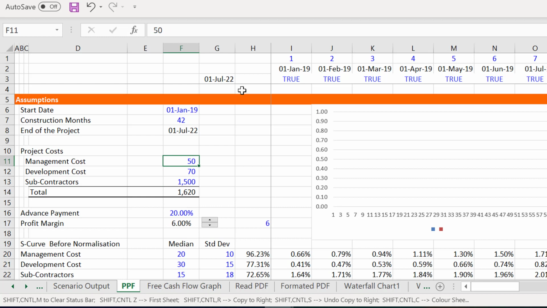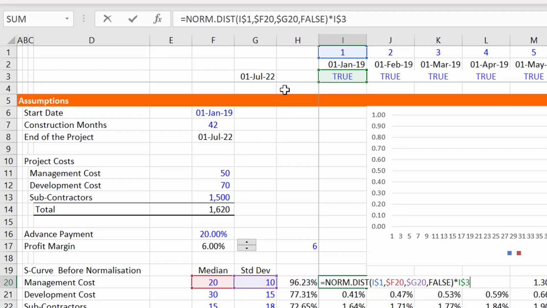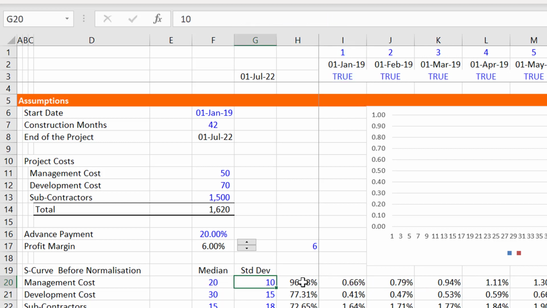Okay, now here are the project costs, and to put some kind of S-curve together with it, we can just say, let's take this period number and put in the average, put in the standard deviation, and then multiply it by the construction period switch, and that's a standard kind of construction period switch that we have in just about any kind of model.